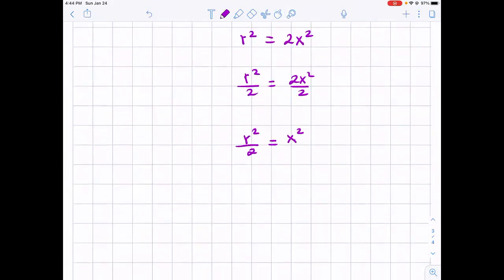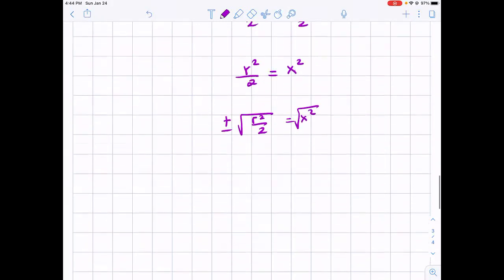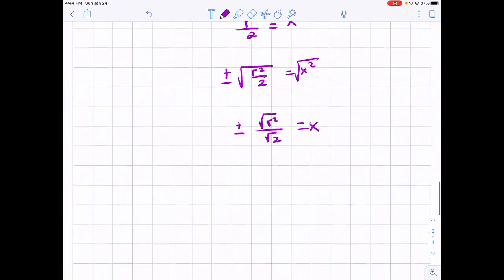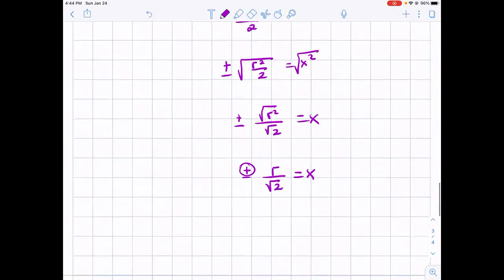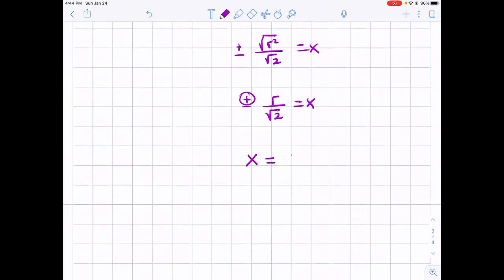And then we take the square root of both sides, plus or minus. This is really the square root of r squared over the square root of 2 is equal to x. So plus or minus r over root 2 is equal to x. Now, obviously, if you look at our picture, we're only looking for the positive value of x, because x is not negative in quadrant 1. So x is equal to r over the square root of 2. So here is my value of x.